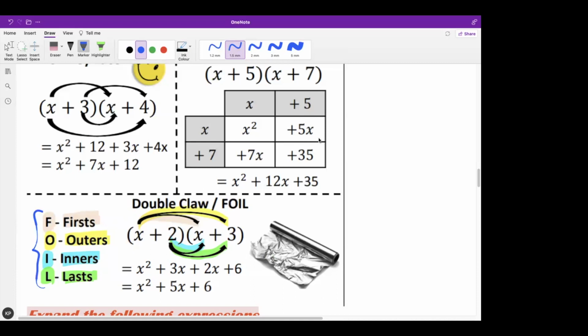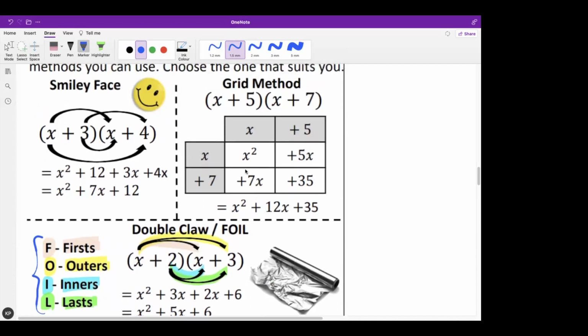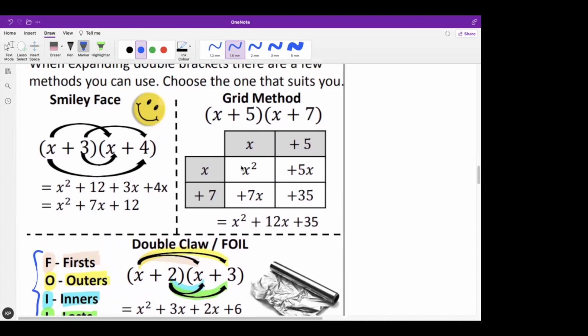Once again, you can use the table if you prefer, the grid method. It works very well, because if you look carefully, wherever these grids cross is the answer. So you take your two brackets, x plus 5, and you write it at the top. So I wrote my x there, and a plus 5. On the side, I have my x and my plus 7.